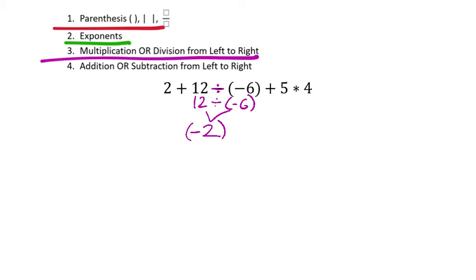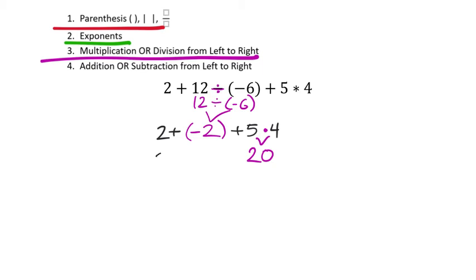Let's look at the rest of the problem. That'd be 2 plus that purple negative 2. Then we would add the 5 and multiply that by 4. So I took everything on the right and added that to the problem there. But we're still on multiplication or division from left to right. And yes, we have this multiplication here. 5 times 4 is 20. So that's what we focused on right there.